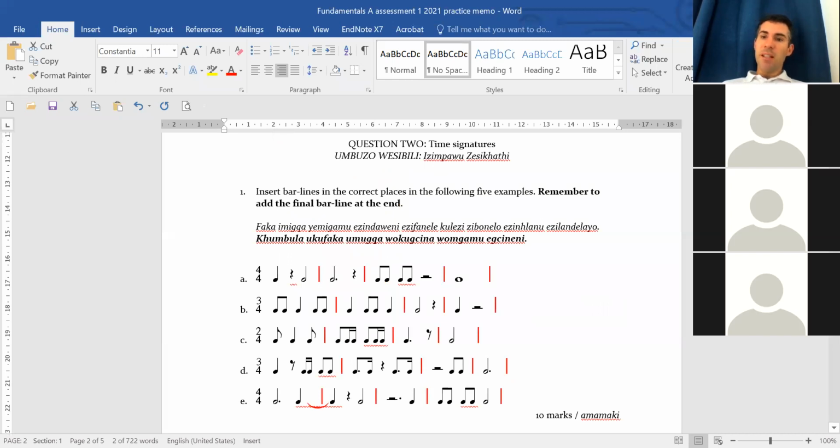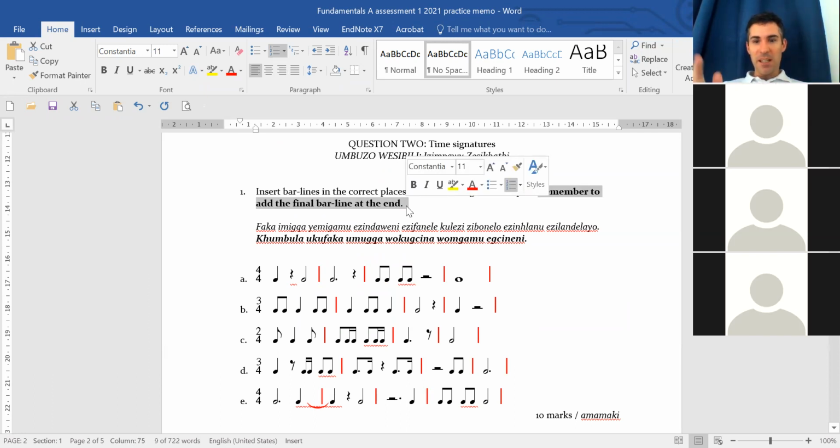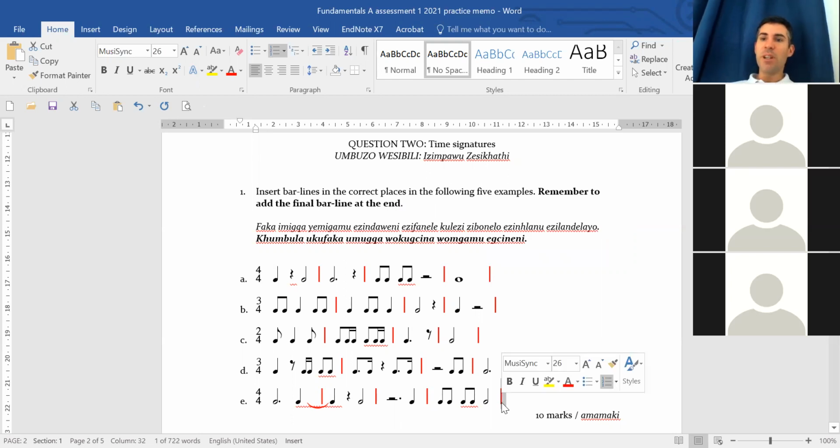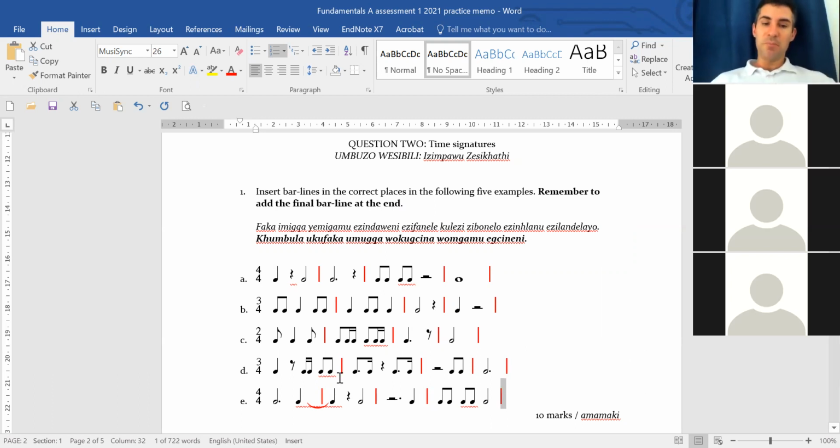Now, here's the one where I think some of you may struggle a little bit, so we're going to work on these one by one. We're working with time signatures here, and it says insert bar lines in the correct places in the following 5 examples. Remember to add the final bar line at the end. So what you can do right from the beginning is put a bar line at the end of each example, then you won't forget. Put the one at the end straight away, and then you're already sorted with that part of the question.